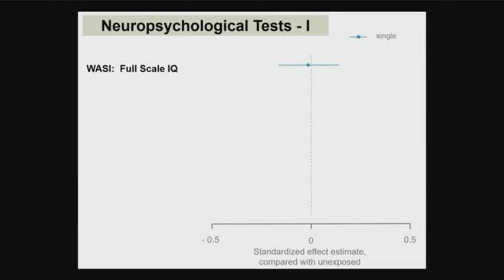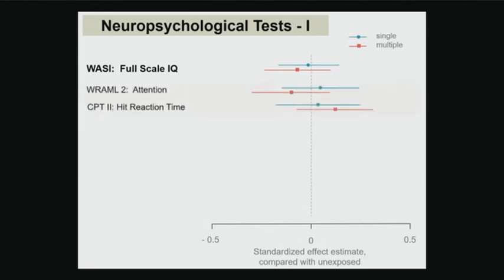Single exposures will always be in blue, and you'll have the mean effect with 95% confidence intervals indicated by the line. And you can see, for example, there was very little standardized difference of single exposures. There was also very little difference with multiple exposures. So no significant effect on the primary outcome of WASI full-scale IQ associated with exposure status.